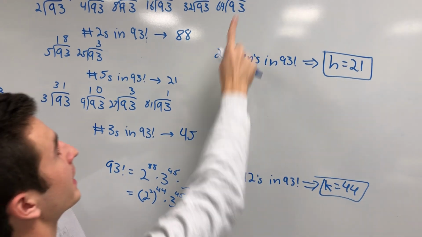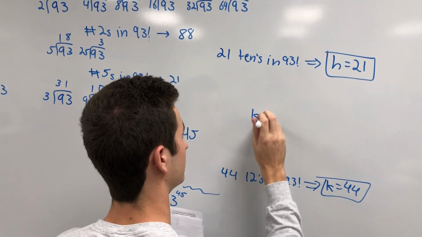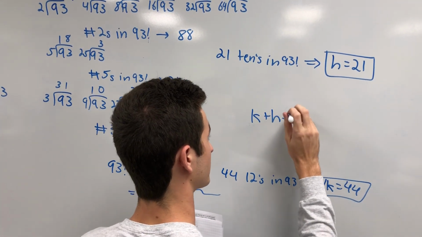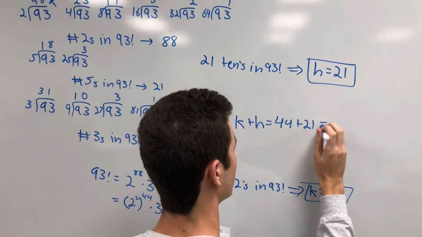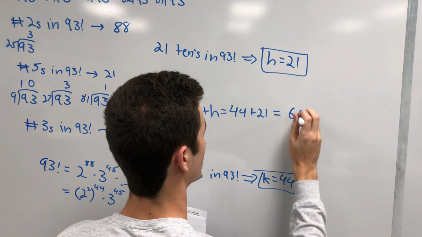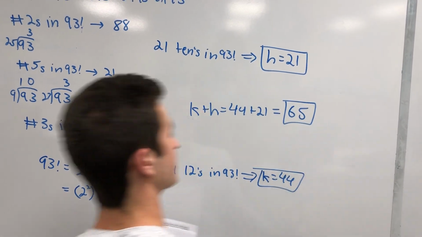So what you're trying to find is k plus h. So k plus h equals 44 plus 21, which equals 65. And that's your answer.